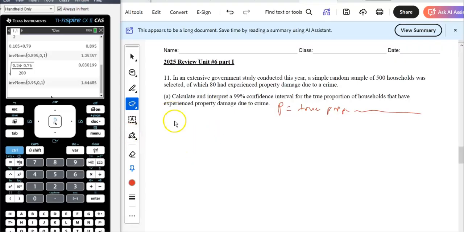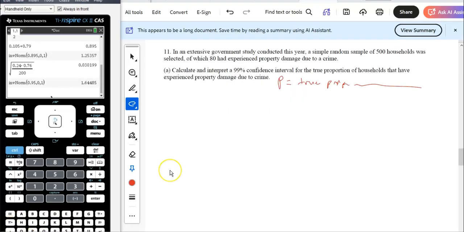Okay, probably a good idea to write a one proportion z interval. That's the thing we're doing here. And so it's a good idea to write that. You want to check the conditions. So random sample. It does say that here. So random sample of 500 households. That'd be even better if you wrote that.